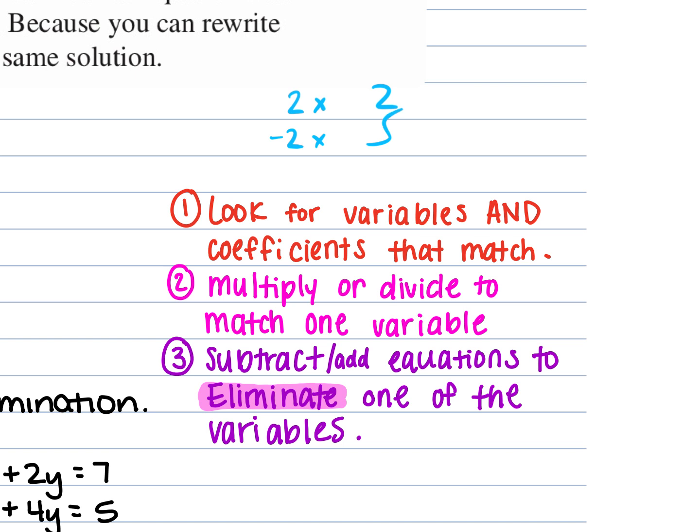So we look for the same number, but opposites. What does opposites mean? One's positive and one's negative. Because if we have a positive 2 and a negative 2, they cancel out. So we could multiply or divide to match one variable. And then we want to subtract or add the equations to eliminate one of the variables. Our goal is to eliminate. So we have to eliminate one of the variables.